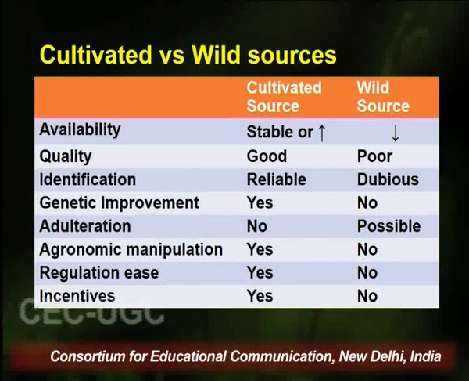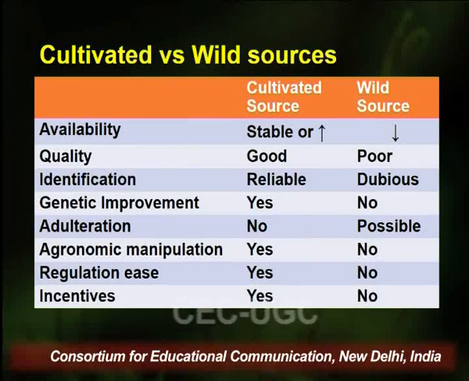So first one is the availability. Because under cultivation the medicinal plants are being grown properly and their yield is being controlled properly, the availability is quite stable, and by further manipulating the conditions we can always increase the yield of the crop, thereby increasing the availability. But in the case of wild sources, since we cannot manipulate the conditions in which these medicinal plant species grow under natural habitat, over the period of time their population or their availability always decreases.